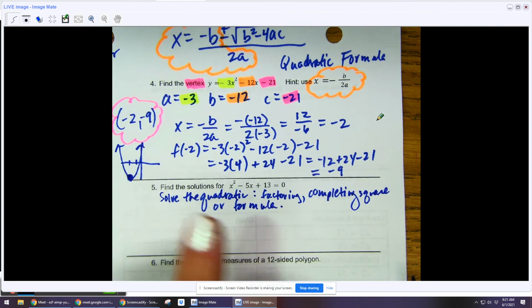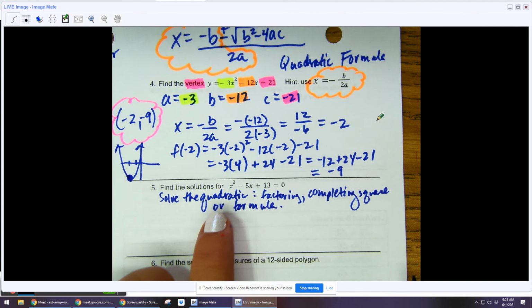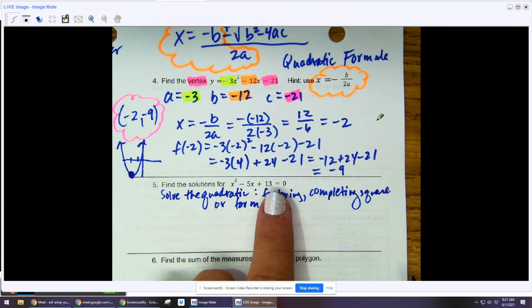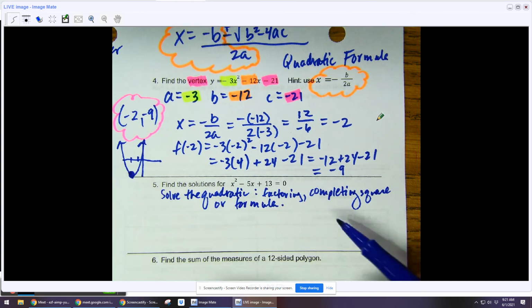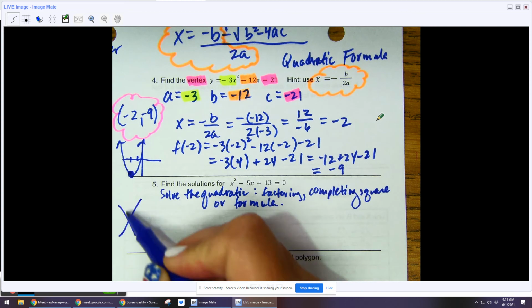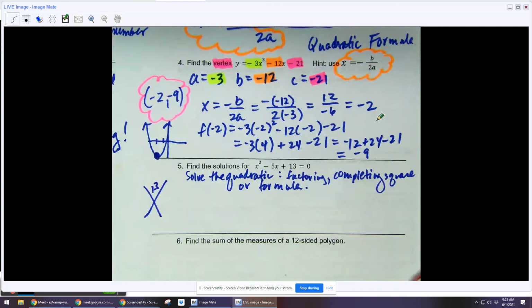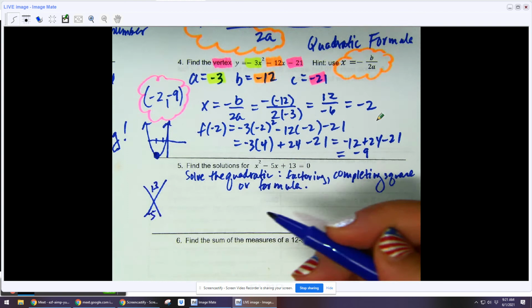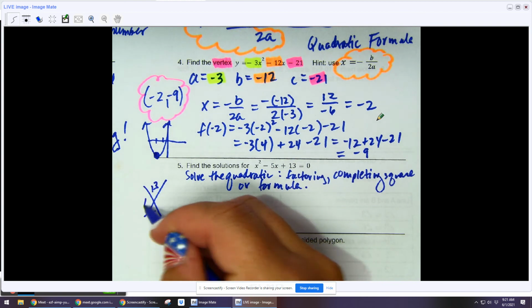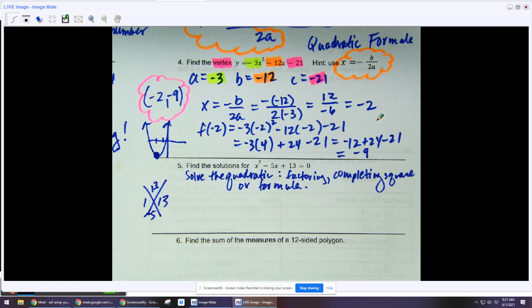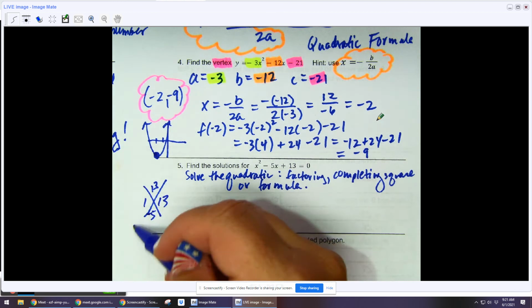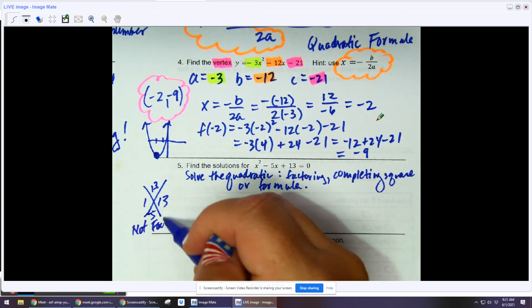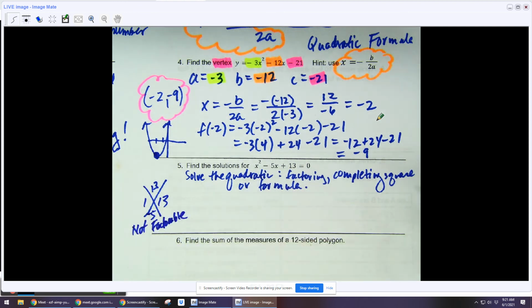The formula. I can get A, B, C, and plug in. But let's try factoring first and see if it works, because it's kind of a faster formula. If I go off to the side and try to factor, what times what equals 13 and subtracts to give me -5, well, there's only one choice for 13, and I'm like, oh shoot, it's not factorable. So I gotta go complete the square or the formula.